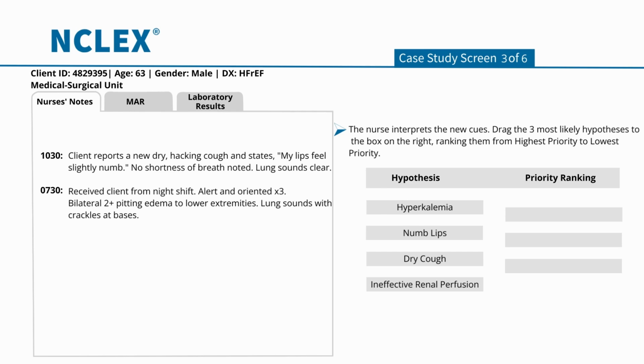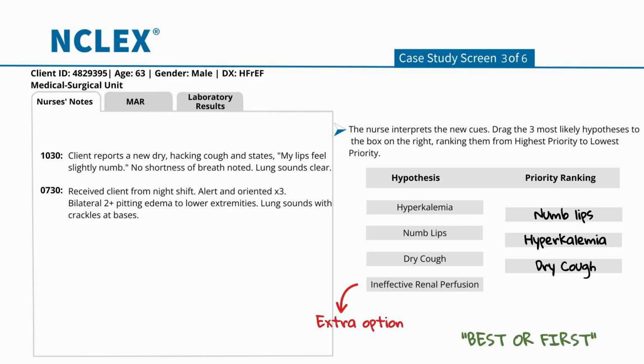The correct order: numb lips, hyperkalemia, dry cough. Starting April 2026, NCLEX may present more options than in previous formats, which means you have to have stronger critical thinking to identify the best or first action.